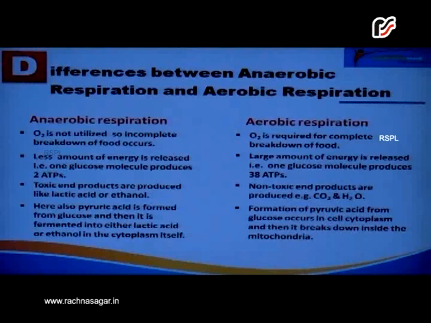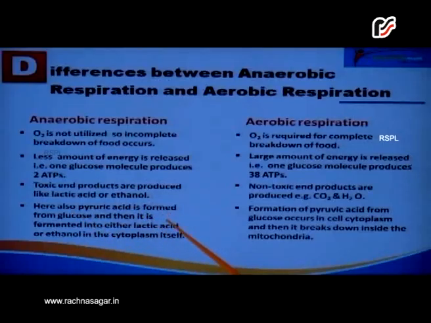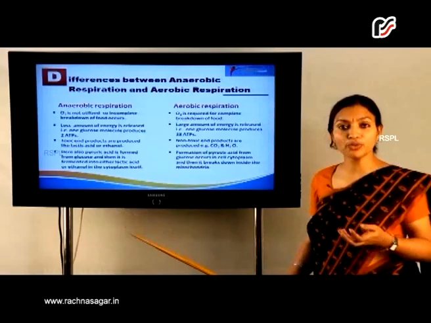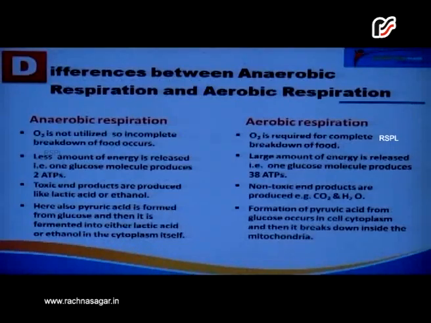from one glucose molecule. The end products during anaerobic respiration, which are formed after the breakdown of glucose, are slightly toxic. The toxic end products, for example lactic acid or ethanol, produce toxic effects in the creatures. On the other hand, non-toxic end products, carbon dioxide and water, are produced during aerobic respiration, which are thrown out quickly from the body. In anaerobic respiration, pyruvic acid, which is produced after the breakdown of glucose, is further fermented, and the end products of the fermentation can be either lactic acid or ethanol.